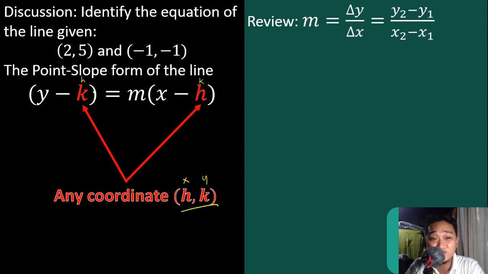Kung h yun, edi syempre hindi na tama kasi yung h natin yun yung pinaka x value natin. Pangit naman kung y minus x, di po ba? So please be careful in using this point slope form of the line kasi ito yung madalas na nagkakabaliktad yung value ni h at saka ni k. Pero kung mas prefer nyo gamitin yung x sub 1, y sub 1, pwede naman.